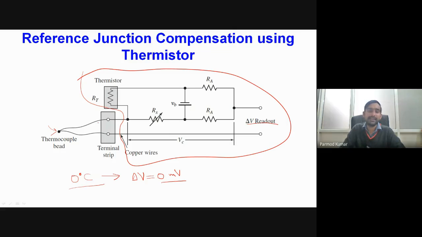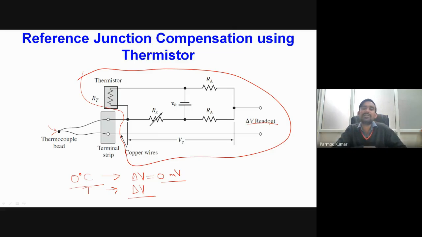Okay. And then once we have adjusted this, after that we supply this VB as some voltage, and we use this thermistor, which has some resistance RT. So what we generally do is try to select the value of this particular input voltage VB and this RT in such a fashion that we have a linear relationship between temperature and the corresponding value of delta V which we get outside over here.